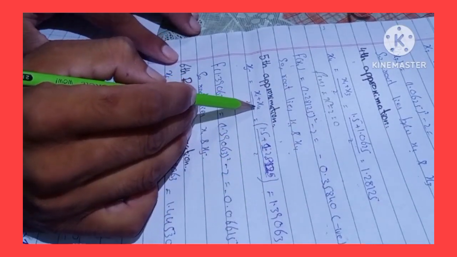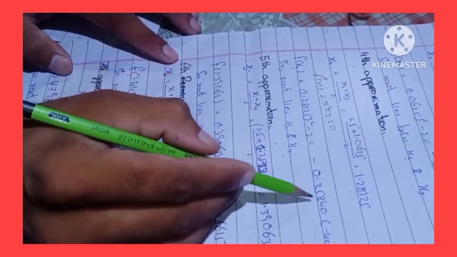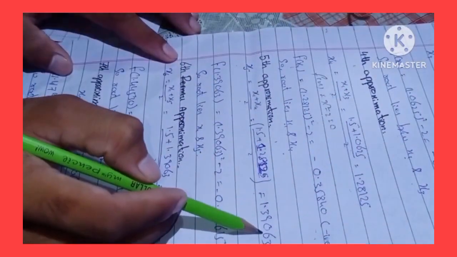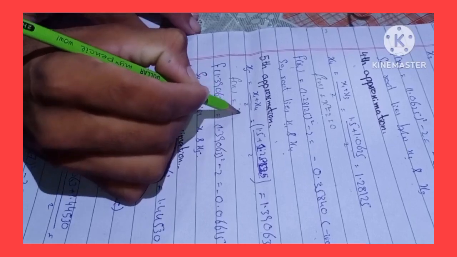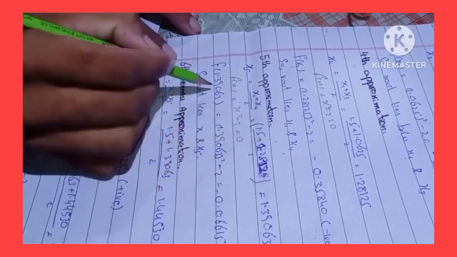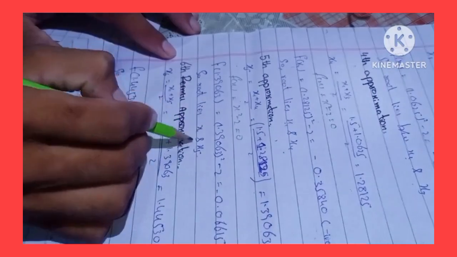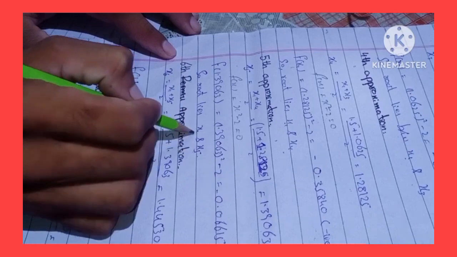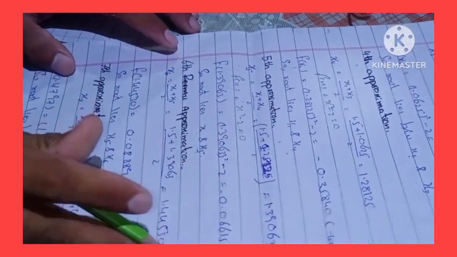x1 is 1.5 and x4 is 1.28125. Then solve it. These values are put into f(x) = x² − 2 = 0. Then solving it again gives us a negative value. So the root lies between x1 and x5, because x1 is positive and x5 is negative.